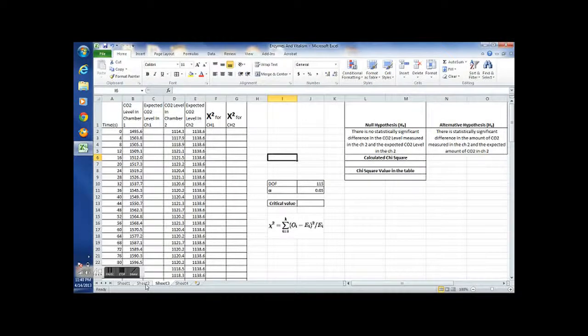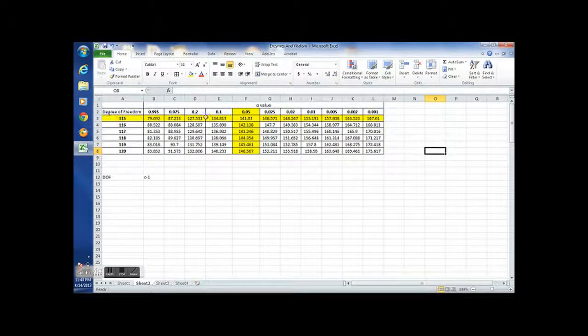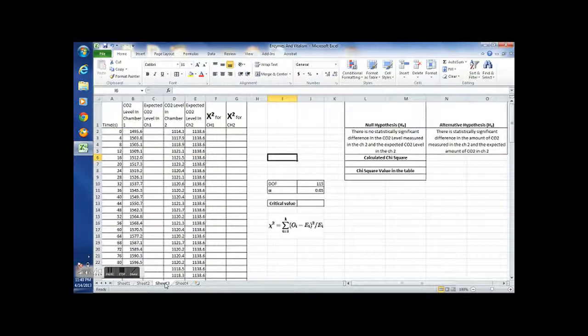So I have my chi-square table here. It is a part of a table I copied from a website. The degree of freedom is 115 and the alpha value is this, so my critical value is 141.03. Now I will calculate my chi-square value.